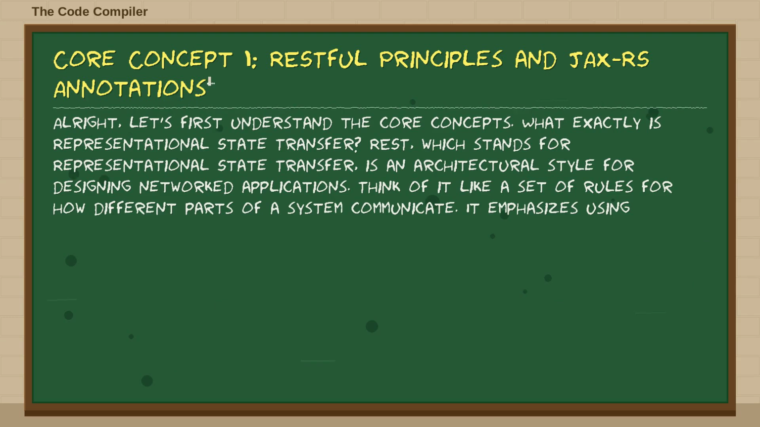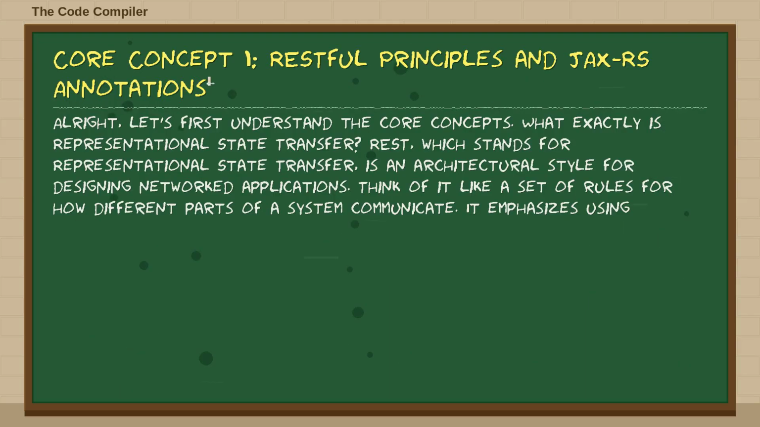It emphasizes using standard hypertext transfer protocol methods like GET to retrieve data, POST to create new data, PUT to update existing data, and DELETE to remove data. Resources, like a user or a product, are identified by uniform resource locators or URLs.